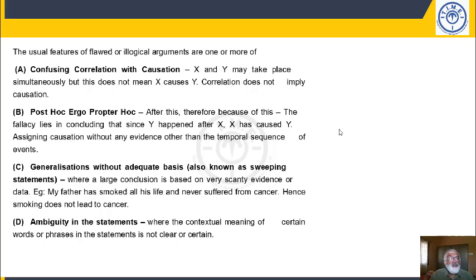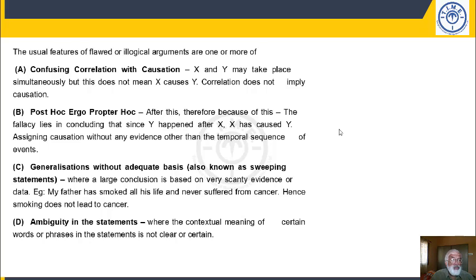So confusing correlation with causation. Now this is not disconnection, this is misconnection. X and Y may take place simultaneously, but that does not mean that X causes Y. Okay, so correlation does not necessarily mean causation. Similarly, things happen in sequence, and because they happen in sequence, you believe the prior caused the latter. Not necessarily, they could be independent of each other. You sometimes have generalizations without adequate basis, also called sweeping statements. No? My father smoked all his life and never suffered from cancer, hence smoking does not lead to it. Meaning, you take one sample and you apply it to the whole world. Generalizations without adequate basis, right?